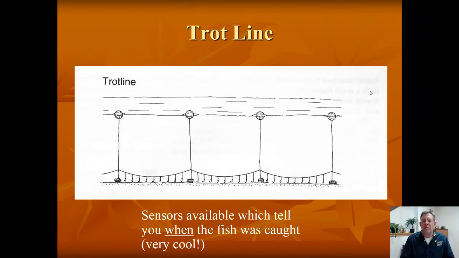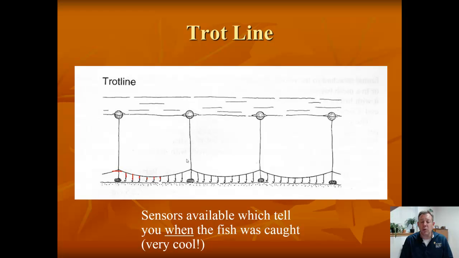Now the last passive gear we're going to talk about is a trot line, which is basically just a long heavy rope with a series of droppers on it. You can see the droppers here, and at the end of each dropper is a hook. And you bait the hook and deploy this, and it's basically a way to fish multiple hooks at one time. And this one is being fished on the bottom, but you can fish these in mid-water, you can fish these at top. In the marine fisheries, they're called long lines.